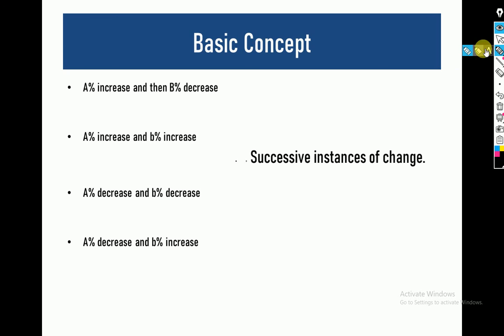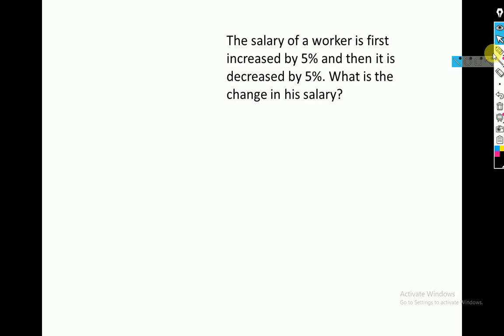Let's now move on to the two conceptual sums I've taken for today. The first one says the salary of a worker is first increased by 5% and then it is decreased by 5%. What is the change in his salary? So let's say that first it's increased by 5% and then decreased by 5%.